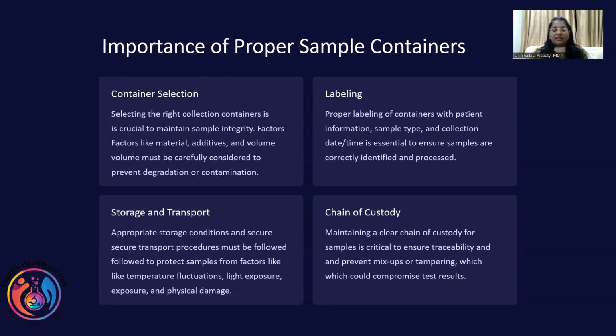So we need to understand that for certain tests, there is a certain vehicle to collect. Those are called containers or vacutainers. For sterile samples, we have sterile bottles. For unsterile, we have unsterile ones. We have swabs. We have blood culture bottles. And we need to use the right sample container also. We need to label it properly. We need to store it properly. We need to transport it properly.